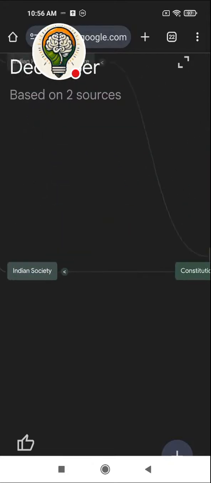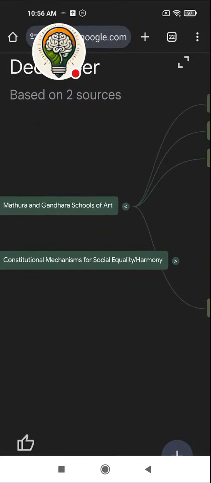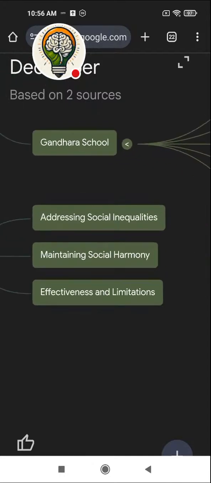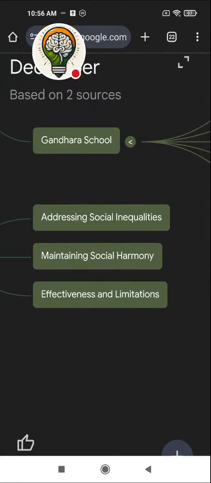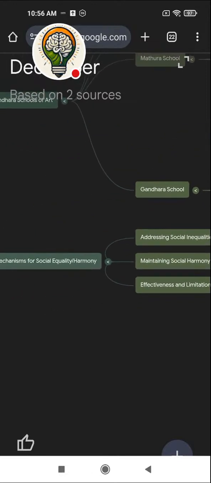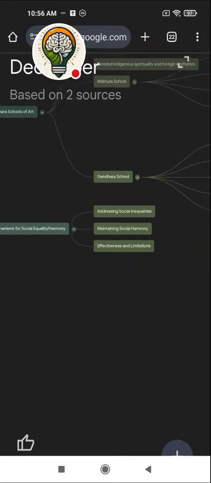Then the Indian society. So, the constitutional mechanism for social equity and harmony. This is addressing social inequalities, maintaining social harmony, and effectiveness and limitation. So, effectiveness on the social equity.